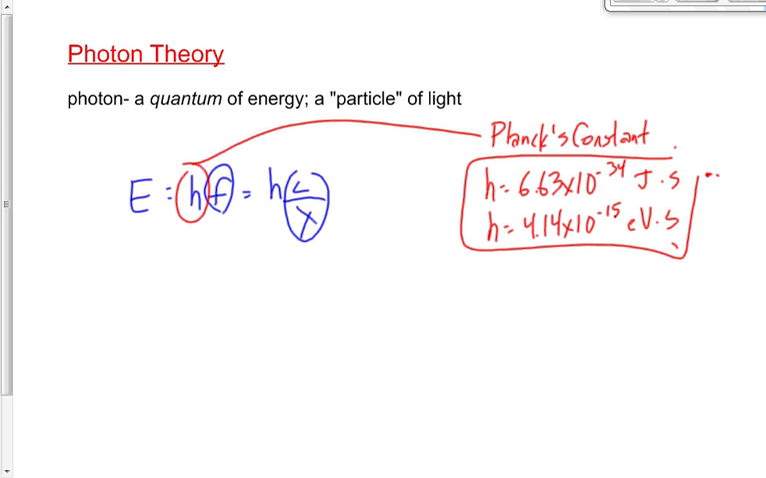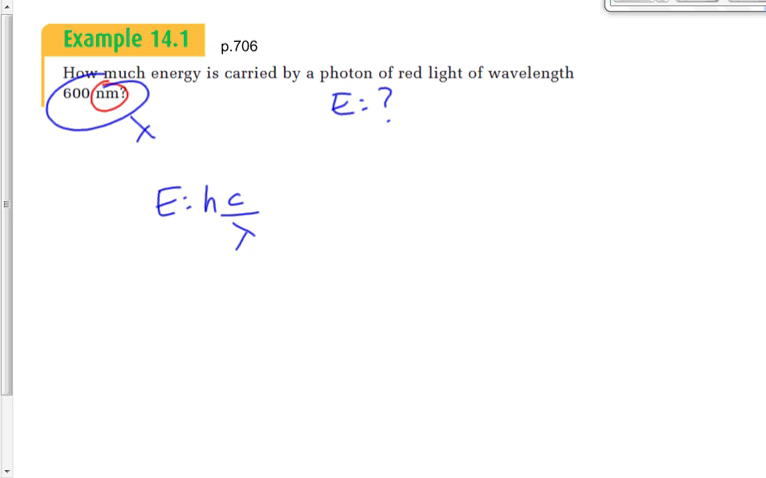But there are no situations where you have to use 4.14. So if in doubt, if you're not sure which one to go with, go with the joules, because that'll never lead you in the wrong direction. Joules always works. Now you may have to do a conversion later on to get to electron volts if your four options are in electron volts, but joules will always work for you in the end. So let's use that. 6.63 times 10 to the minus 34 joule seconds times the speed of light, which is 3 times 10 to the 8.